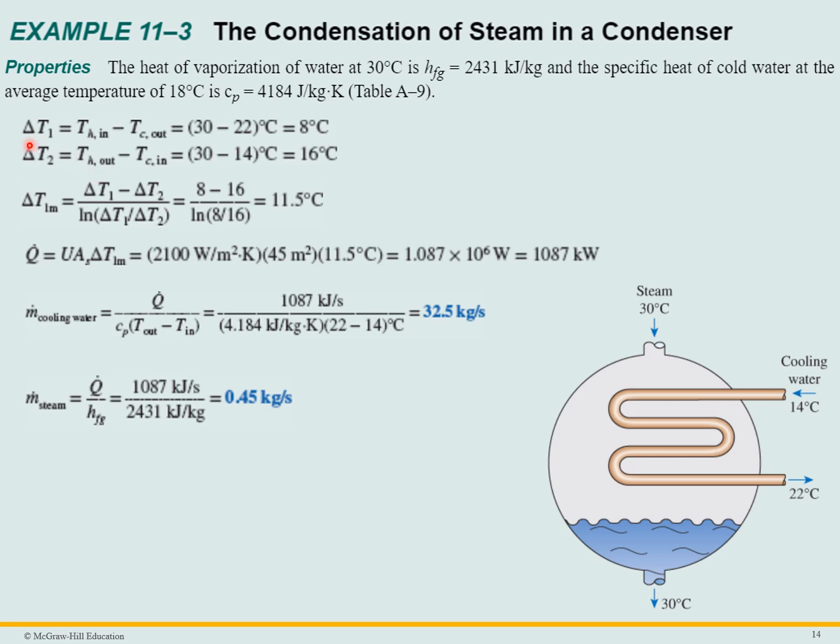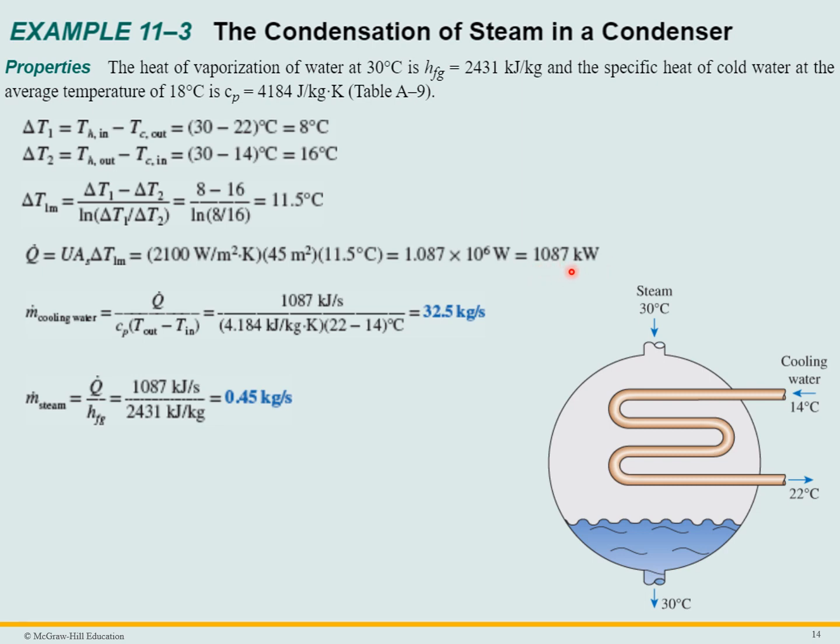So here we can calculate delta T1, which is the temperature difference between TH in minus TC out, 8 degrees C. Delta T2 is TH out minus TC in, 16 degrees C. We can calculate the delta TLM, 11.5 degrees C. We can calculate Q dot. We know what U is, we know what the area is. We just calculated the delta TLM. So it's 1,087 kilowatts.